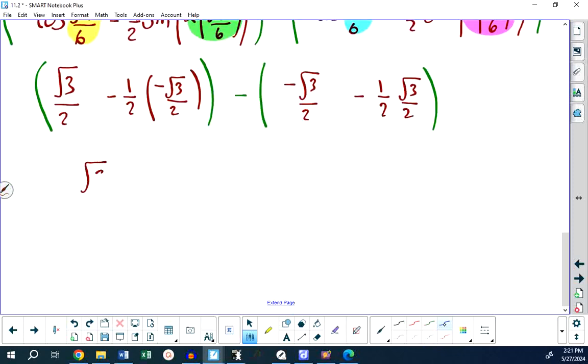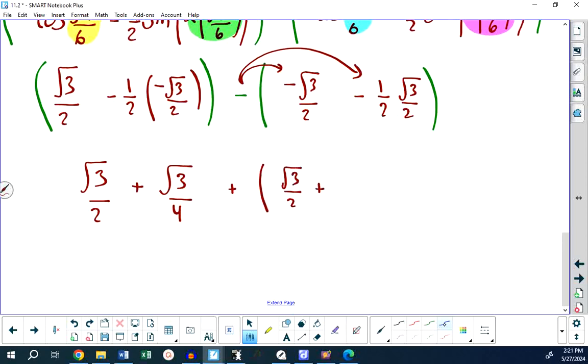I said I think things are going to double up because what we end up with here is root 3 over 2 plus root 3 over 4. And what we end up with here, you can do it in a couple of ways. You can combine these and then change the sign, or you can multiply that negative through, which is probably what I would do. You end up with another root 3 over 2 plus root 3 over 4, which the brackets at this point are totally not necessary.